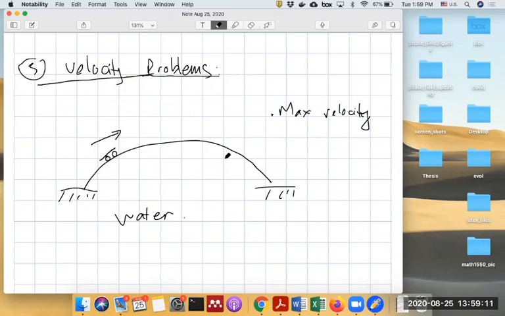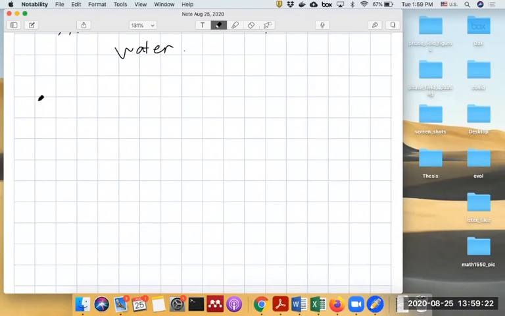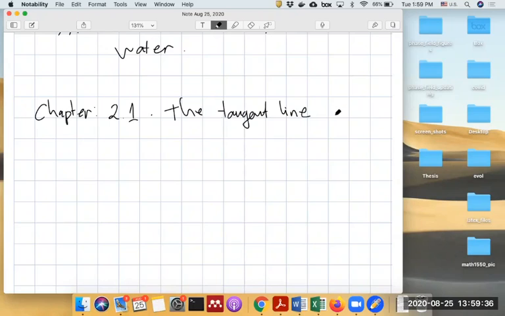And now let us go to the very first chapter, chapter 2.1. In this chapter, we will study the tangent line and velocity problems.